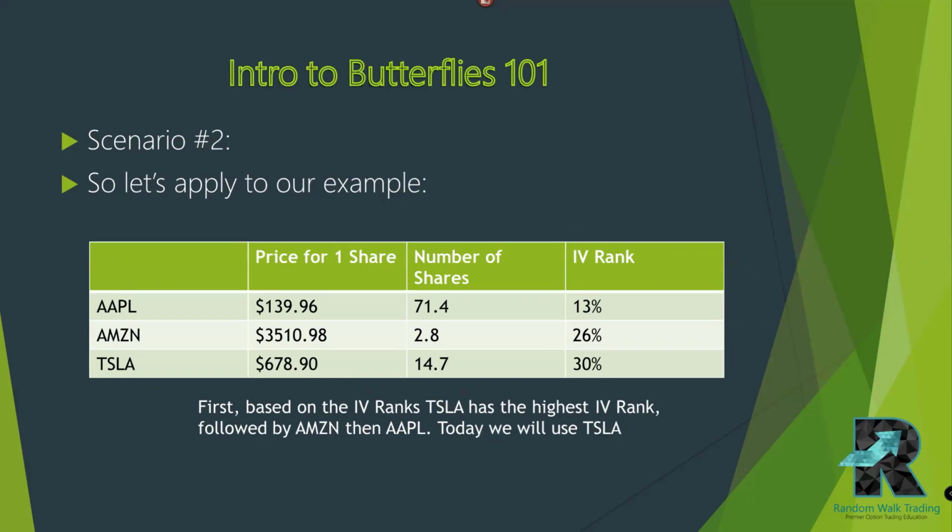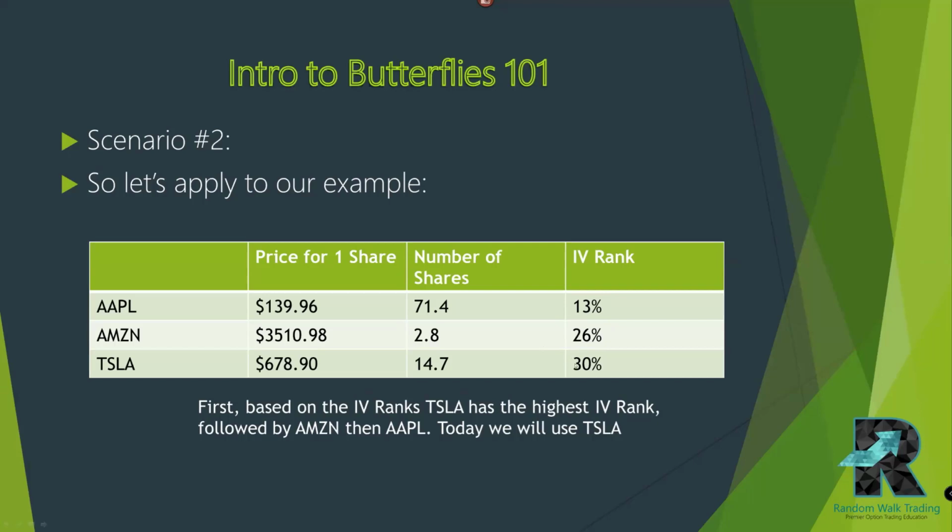But we take that and we apply that to our example of the $10,000 that we had to invest. And here I've pulled in the IV rank. So the IV rank is showing the implied volatility, in this case for Apple, Amazon, and Tesla. And we can see that Tesla is around 30%, and then 26% for Amazon and 13% for Apple.